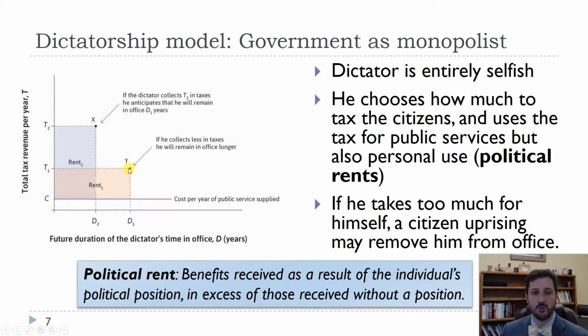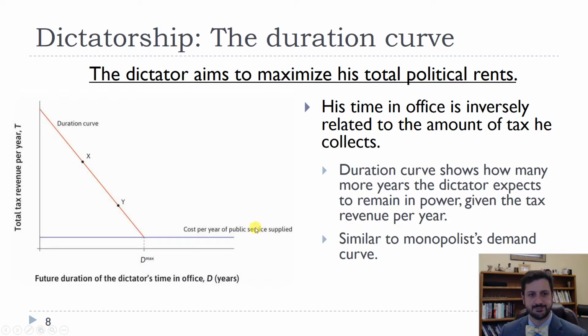Whereas if he decides to tax at point Y, then each year he gets a lower political rent, but citizens will be less likely to throw him out. And so maximizing that political rent sort of depends on a number of factors. It could be that we have this downward sloping duration curve so that there's some maximum period that a dictator can remain in power. That might just be however long the dictator lives. But the more he decides to tax the country, the more likely it is that his citizens throw him out of power. So we get this downward sloping curve that is somewhat similar to a monopolist demand curve.